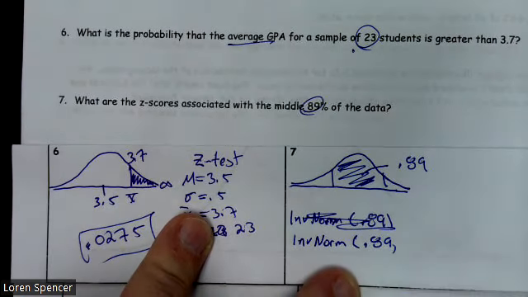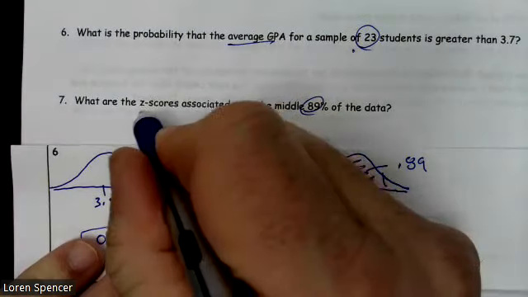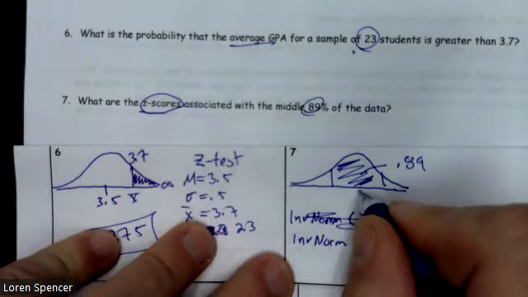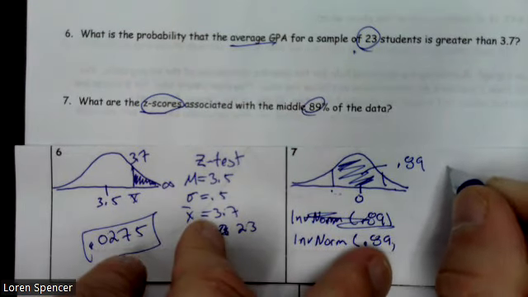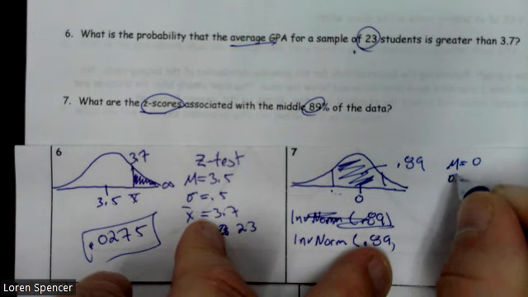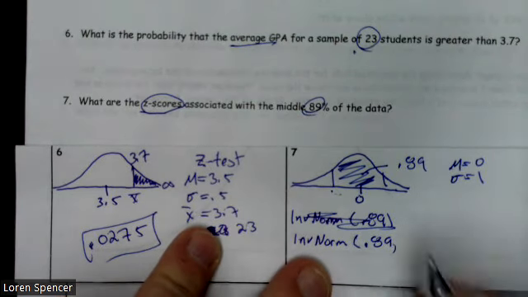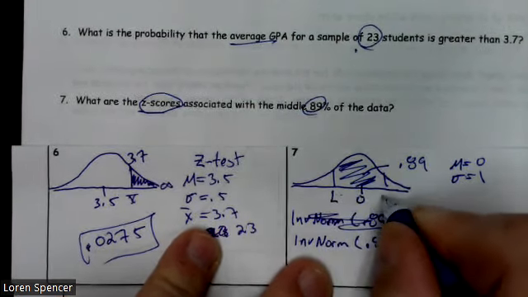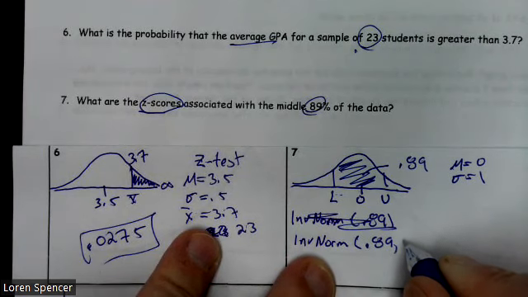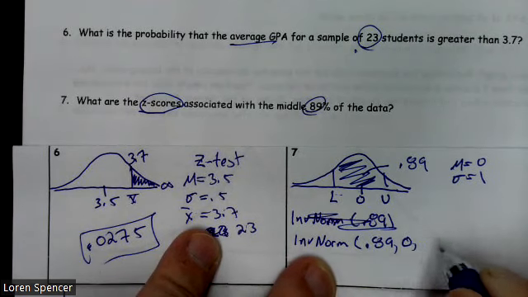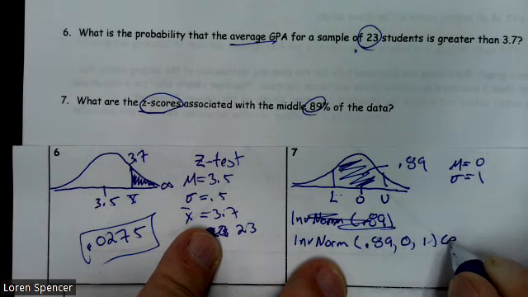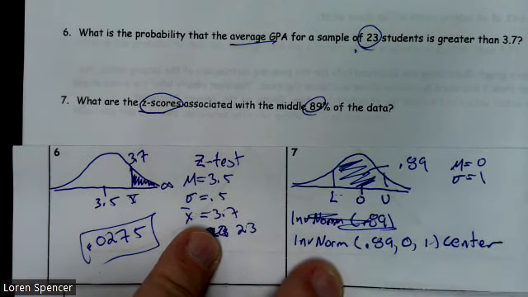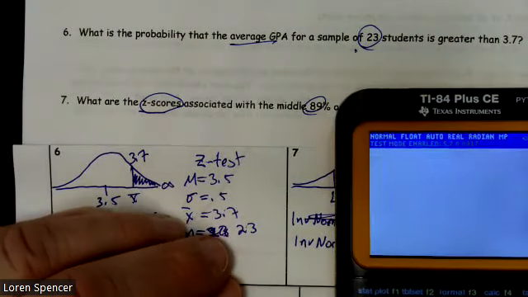The next thing it's going to ask me for is the mean and the standard deviation. Well, we have to be very careful here. This says z-scores. All z-scores have a mean of 0 and a standard deviation of 1. So mean is 0, standard deviation is 1 because it's a z-score. And we're looking for this lower and upper bound. So when it asks me for a mean, I'm writing 0. It asks me for the standard deviation, I'm writing 1. And then we want this on the center. All right, so here we go.